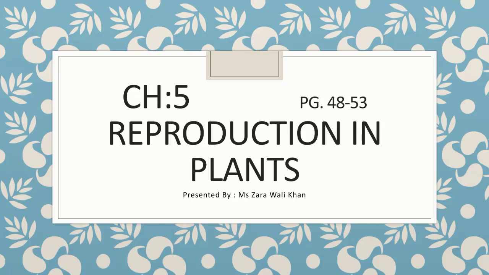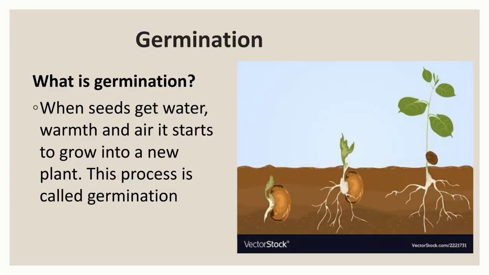It is chapter number 5 and it is on page number 40. So far we have studied sexual reproduction in plants that involves the processes pollination and fertilization. Now we are going to learn about another topic, that is germination. What is germination? When the seed gets enough water, warmth and air, it begins to grow into a new plant. This process is called germination.